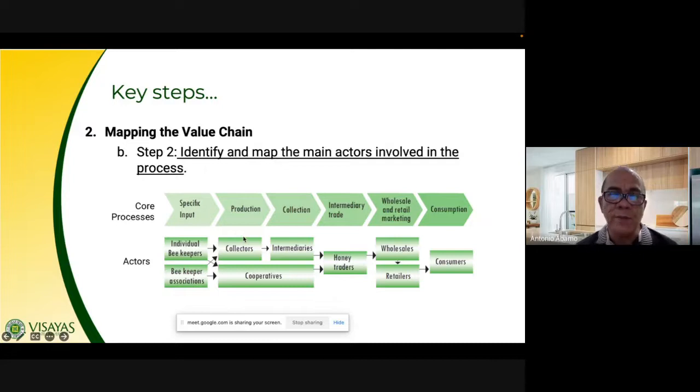Okay, so you have here production. Who are the actors in the production segment? The collectors. Who are the actors in the collection? Intermediaries. And then the actors also in the intermediary trader, wholesale, etc. No, so you have to include in the map all the various actors, the major ones, because you have the processes, you have the actors, then you can match later on in terms of where the intervention, if there is an intervention at this particular process, who are the actors involved there? Okay, so that is also one particular way of looking at the mapping.